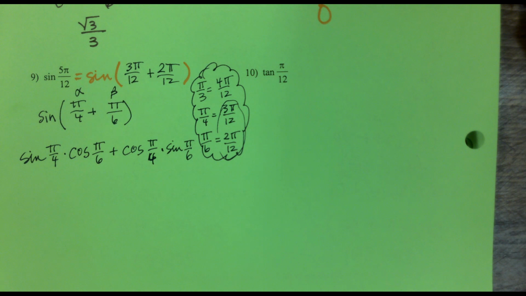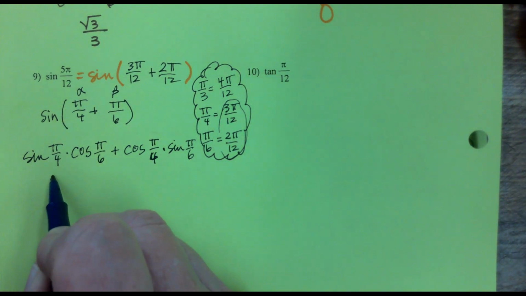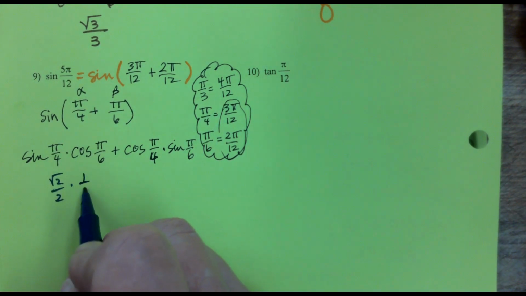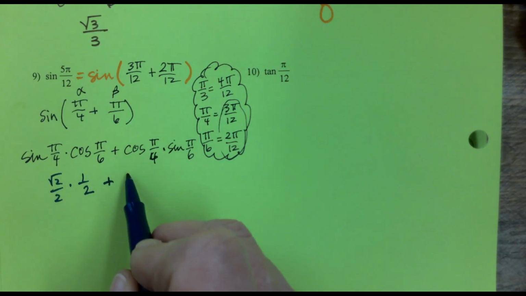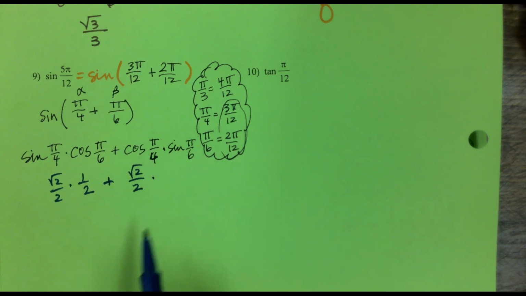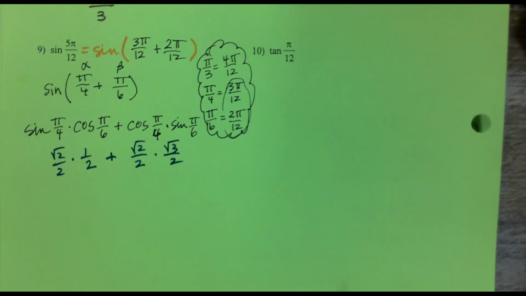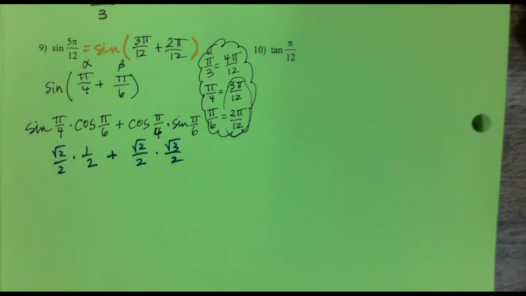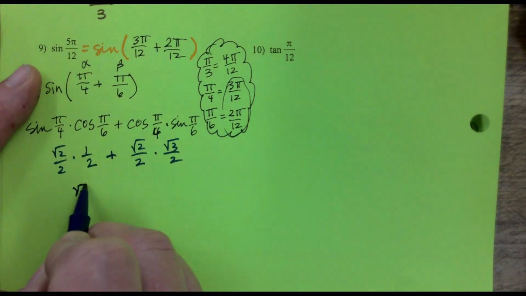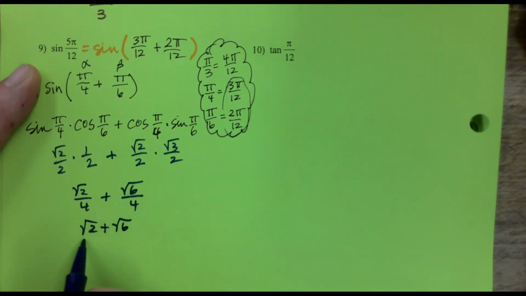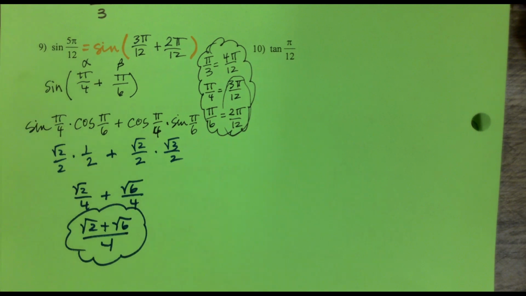What is the sine of pi over 4? Square root of 2 over 2. What's the cosine of pi over 6? What's the cosine of pi over 4? And the sine of pi over 6? Great. I don't know if you remember this, but way back in chapter 2, we did some problems that were very similar to this. These are just numbers, and now I need to multiply them and simplify. This is the square root of 2 over 4 plus the square root of 6 over 4, or better than that, the square root of 2 plus the square root of 6, all over 4. And that is my final answer on that problem.